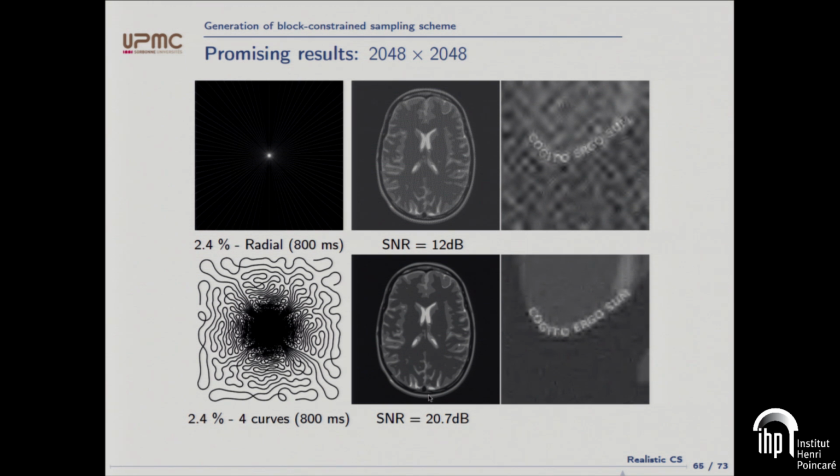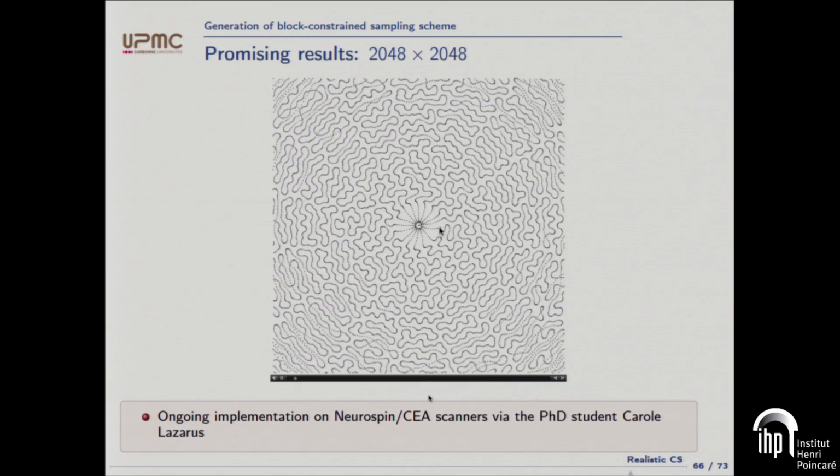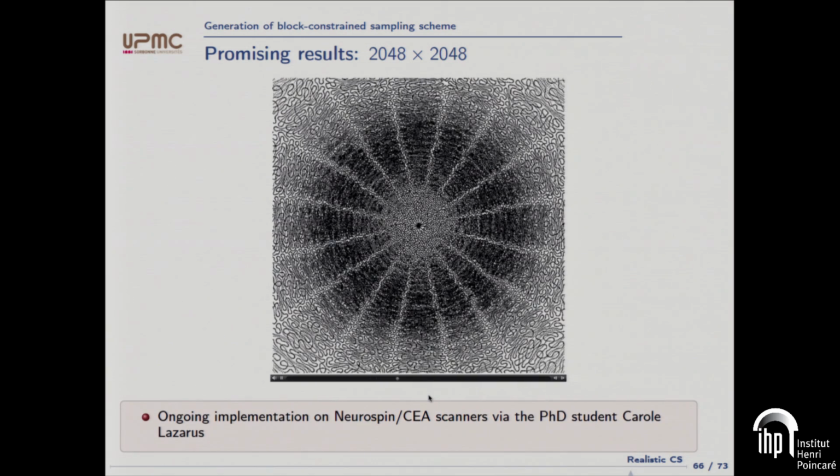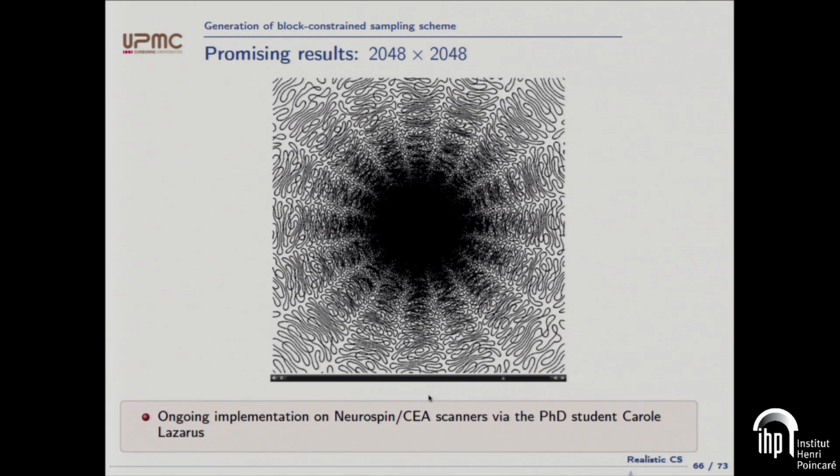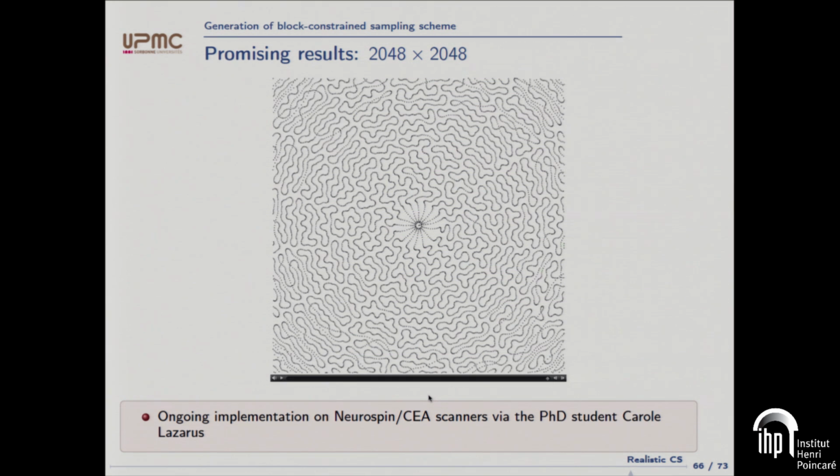So in simulation it was quite good. This is just a zoom for another sampling scheme, but there is the PhD student Carol Lazarus in Neurospin who is implementing this on a real MRI scanner. This is actually a PhD thesis, just to implement this kind of thing on a scanner, because you have to code electromagnetic gradients, so this is quite hard. And everything is confidential, but I can say to you that it's going to be awesome.